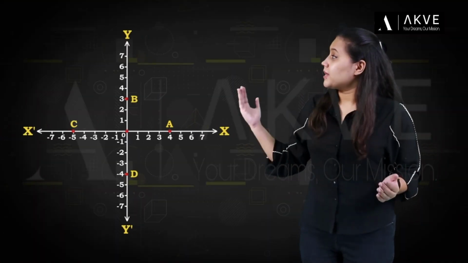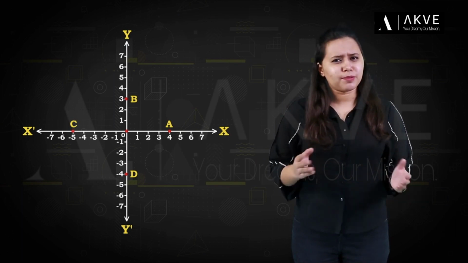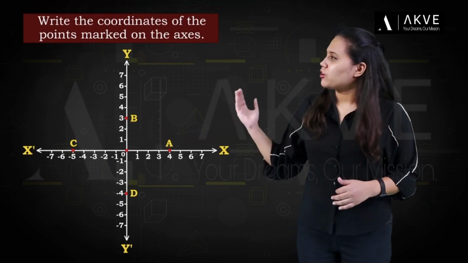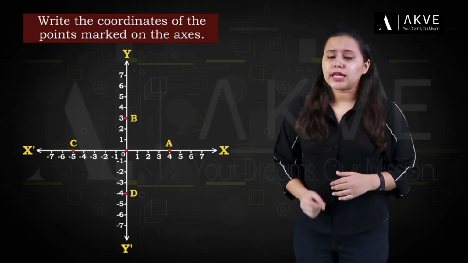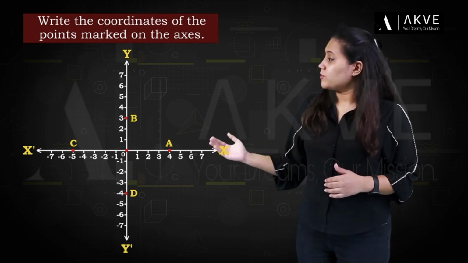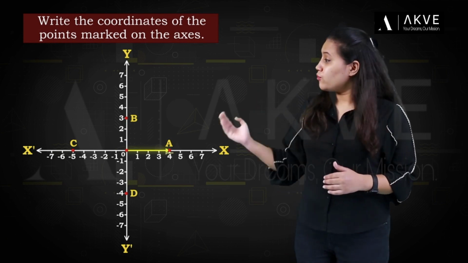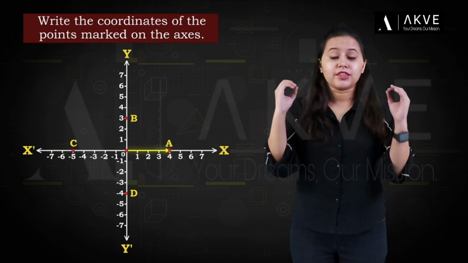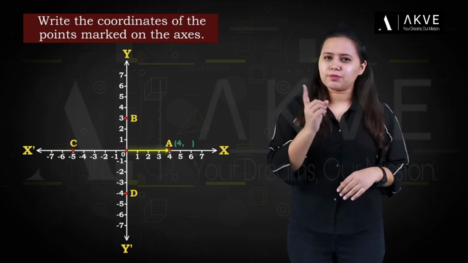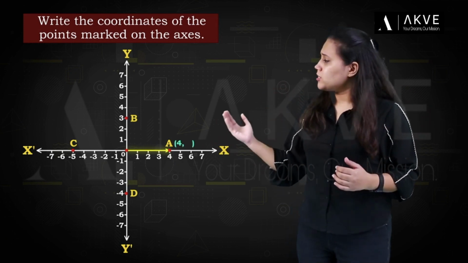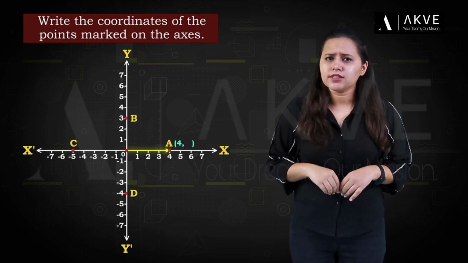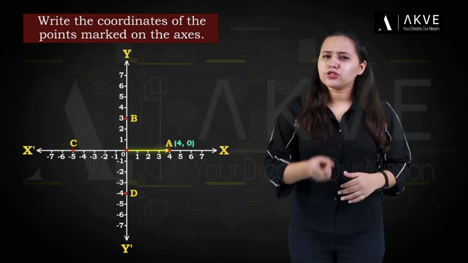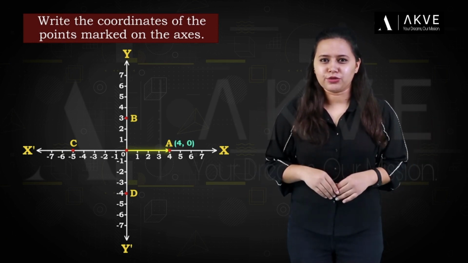Let's take this simple example to understand the coordinates better. We have to write the coordinates of the points marked on the axis. Here we can see that to reach the point A from the origin, we have to move 4 units along the positive direction of the x-axis. Therefore, the x-coordinate is +4. And since the point is not moving along the y-axis, the y-coordinate is 0. Hence, the coordinates of point A are (4, 0).